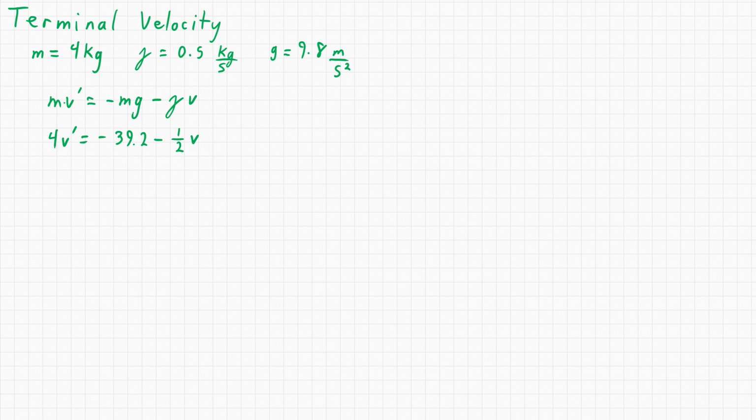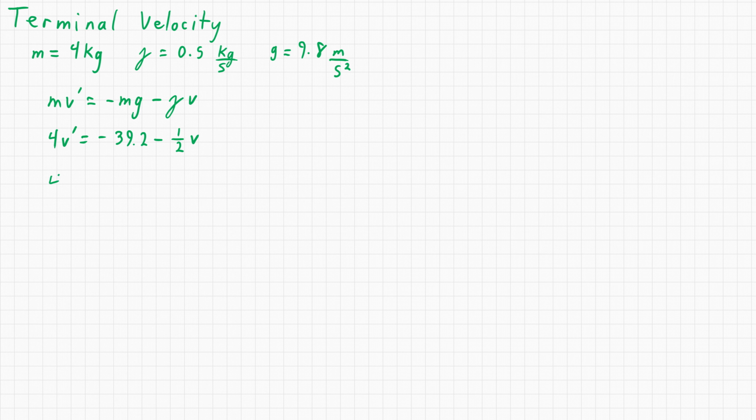Write our differential equation: m v prime is equal to negative mg minus gamma v. So write that out. I did change the gamma here just to 1/2. It'll be a little easier doing the algebra. And the next thing, we want to solve this, so let's go ahead and use an integrating factor. I think that'll be a little easier.